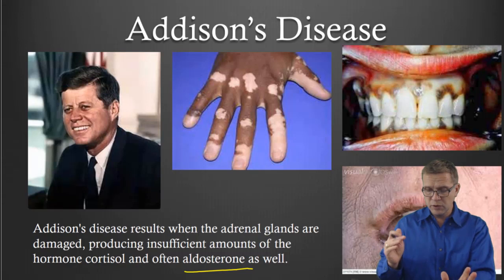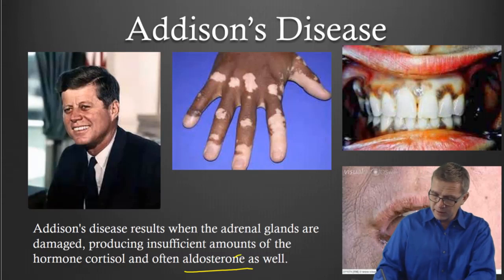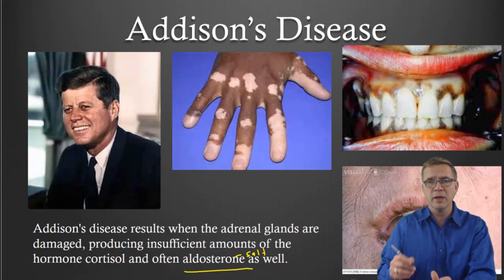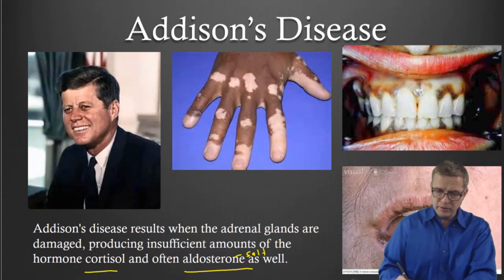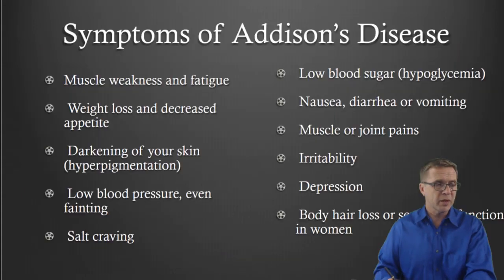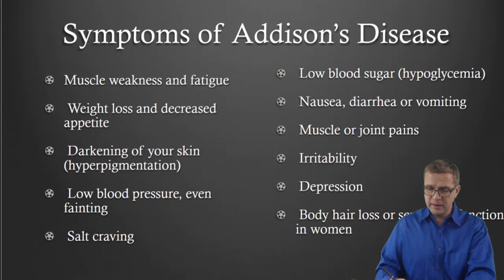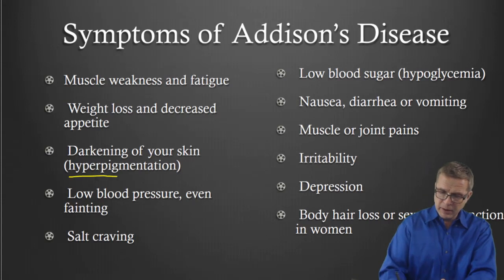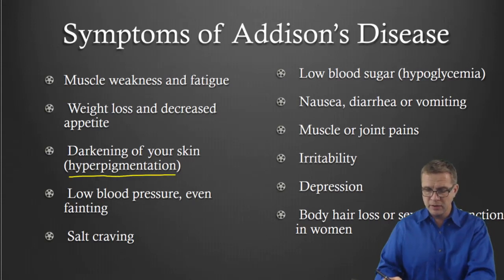Sugar, salt, excuse me. Well, here's the salt, right? This was the one that's going to help control salt levels, sodium levels in the blood, as well as potassium in a sense. And it's going to also regulate blood volume. Cortisol is all going to be about sugar. So what's going to happen with Addison's disease? Again, muscle weakness, fatigue, weight loss, decreased appetite. You get this darkening, this hyperpigmentation of the skin, lower blood pressure, even fainting.